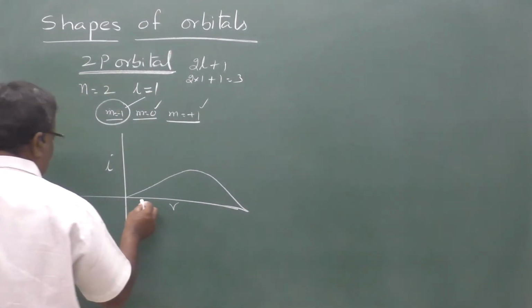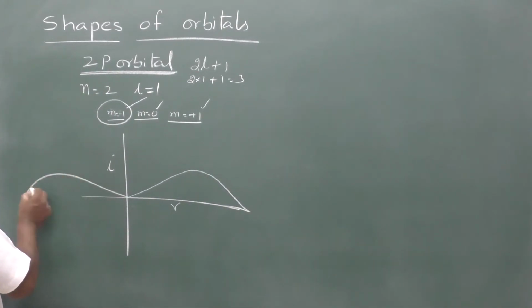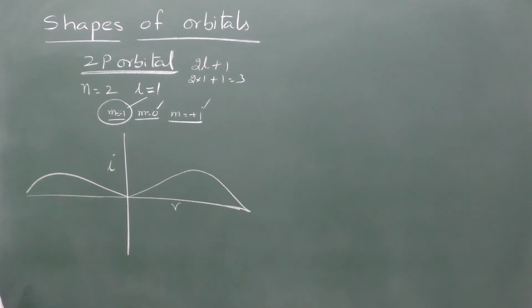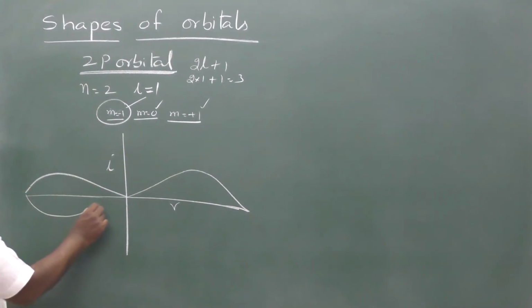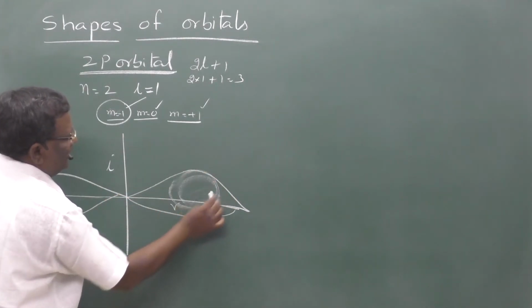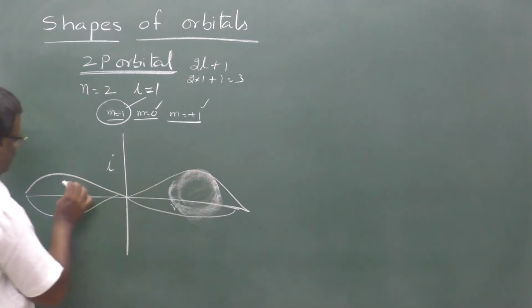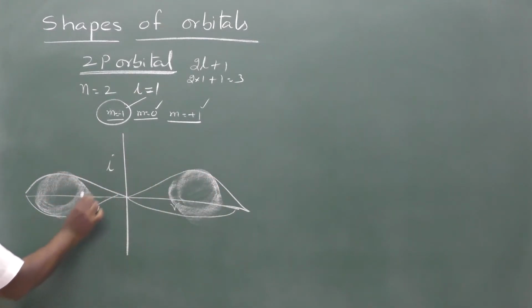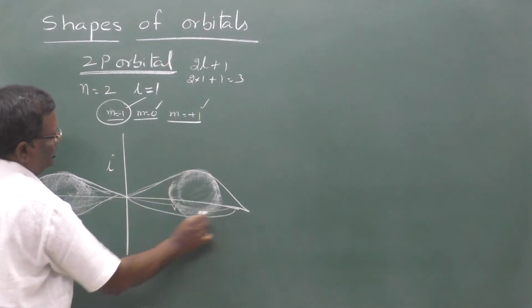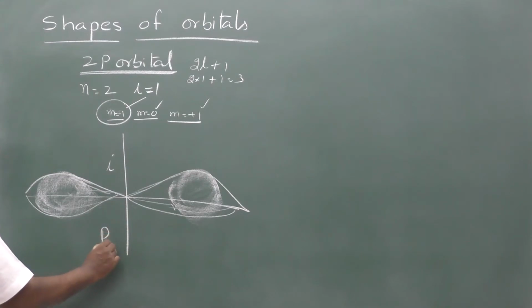So here, what I am going to do is, along x-axis on both sides, that is in plus axis and minus axis, it will be like this. So I can extend this like this only. That means the probability of finding the electron is maximum only in these areas, like this. So it is almost a dumbbell shape. So in x-axis it is like this, and we consider this as px orbital.